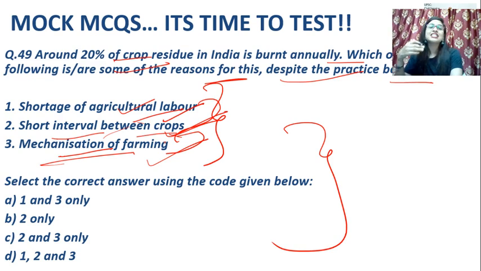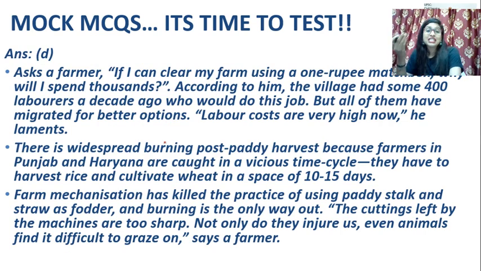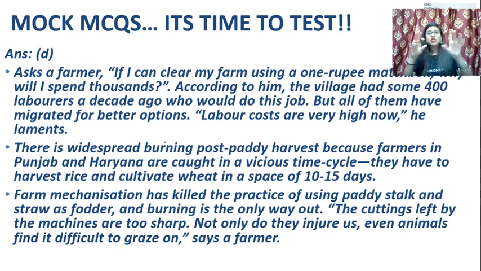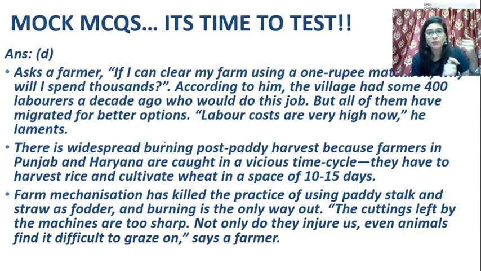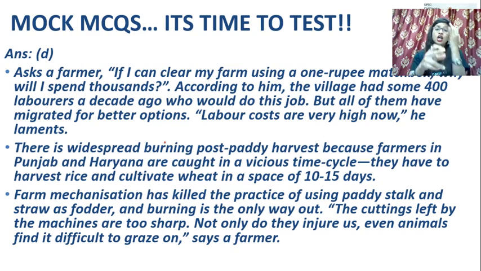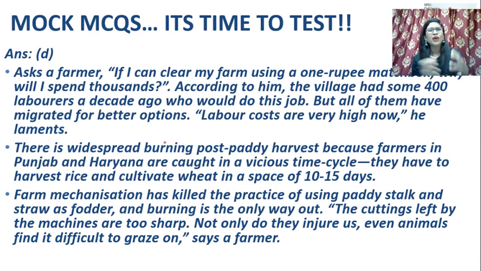And if you literally go and ask a farmer, he will say, if I can clear my farm using a 1 rupee matchbox, why will I spend thousands? That is true, because first of all, we know that the farmers are facing a lot of problems. There is agrarian distress. They do not have proper funds with them. Whatever schemes the government is putting in, they are struggling, right? Many of them are not becoming beneficiaries. So they say that if they can clear the farm with just a matchbox, why would they spend thousands of rupees and buy big machines or tractors or whatever it is?